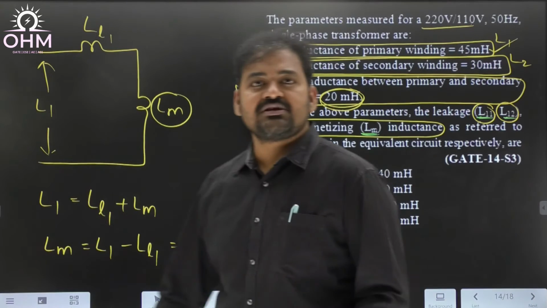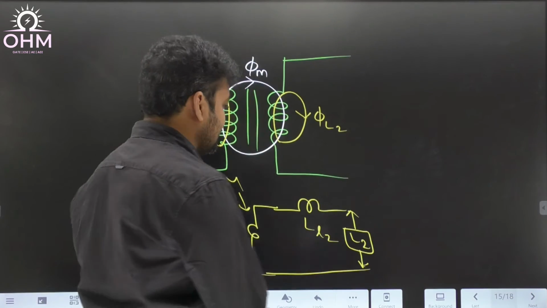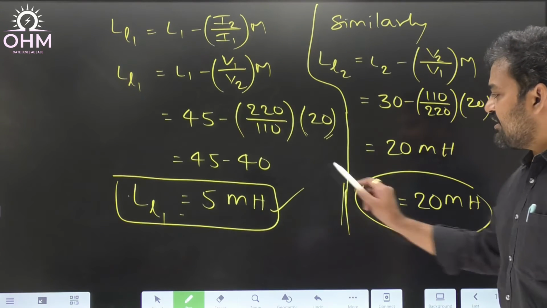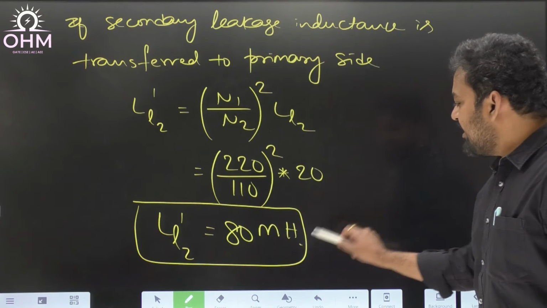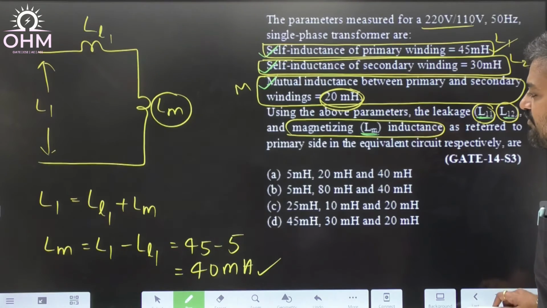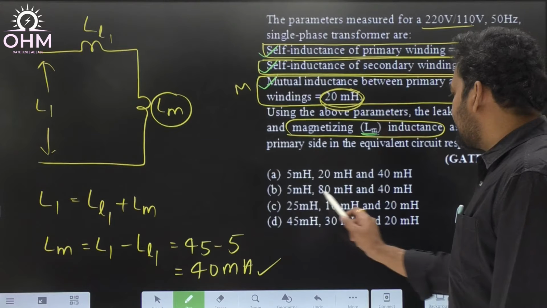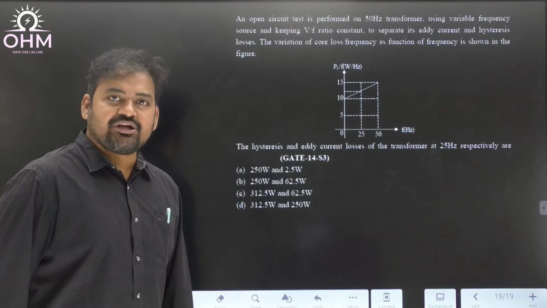So finally, what are the answers? Primary leakage inductance we got 5 millihenry. Secondary leakage inductance referred to primary 80 millihenry, and overall magnetizing inductance is 40 millihenry. So 5, 80, 40. That means the second option is the correct answer. All right, let's move to the next question.